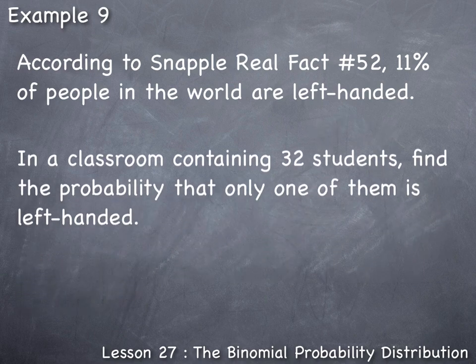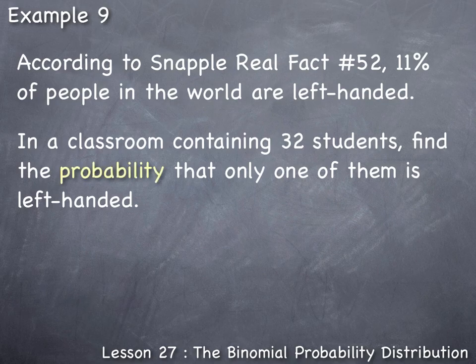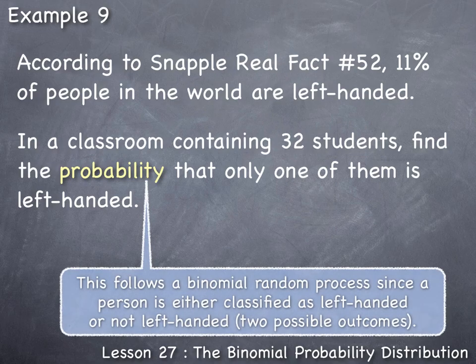Well, this example is focusing on finding a probability. And the focus is on students being left-handed. Well, this follows a binomial random process since a person is either classified as left-handed or not left-handed, thus giving us two possible outcomes.